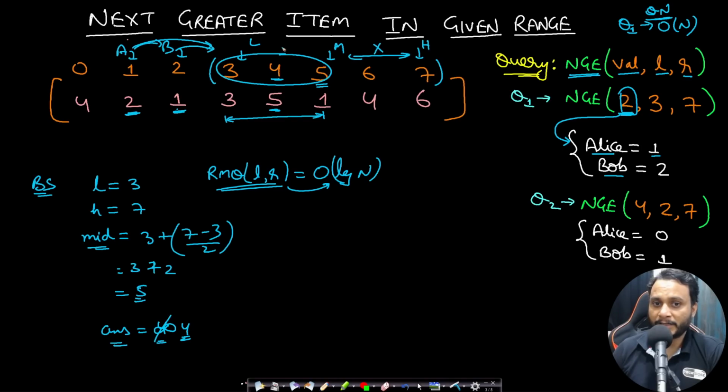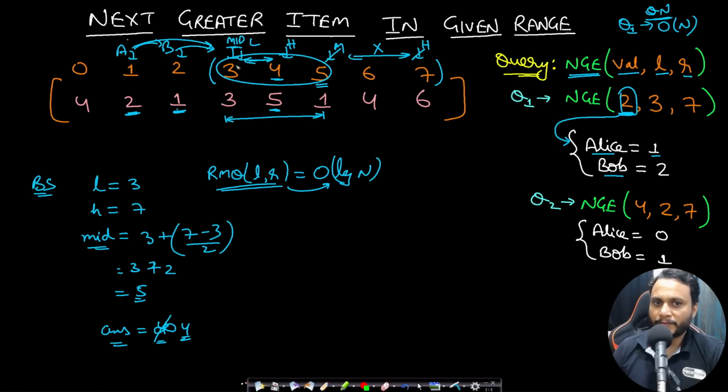I can do further search only on the left hand side. So I will update my high to mid minus 1, and I will reduce my search area from low to high, and then I will again recalculate the mid, and the mid will be equal to low.